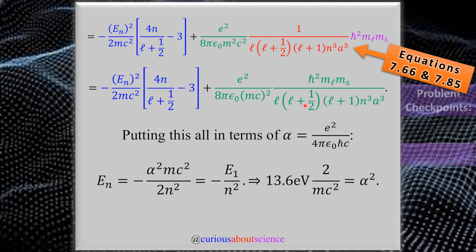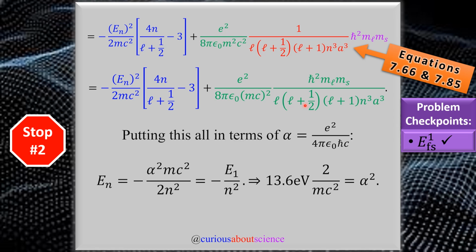Okay, so that brings us to step one's completion, where we found the equation for the fine structure, but it's just not in terms of the fine structure constant alpha. And that is the primary goal of this whole exercise. How do we write this whole thing in terms of alpha?